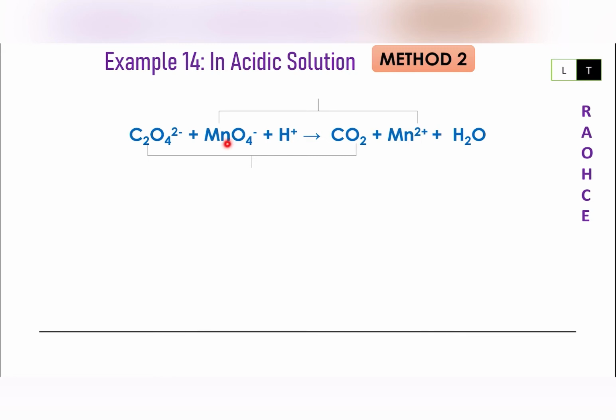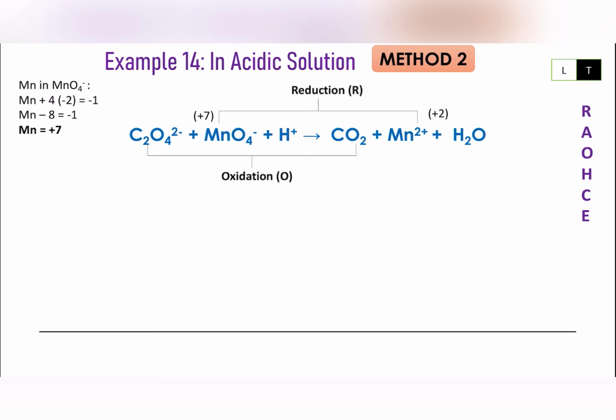Oxidation number for Mn2+ is positive 2. However, you have to determine for this one. I'm going to determine the oxidation number for Mn in MnO4-. You will have positive 7. So positive 7 for manganese in MnO4- and positive 2 for Mn2+. You can see from positive 7 to positive 2, there is a decrease in oxidation number. So this couple will be reduction, and the next one automatically will be oxidation.